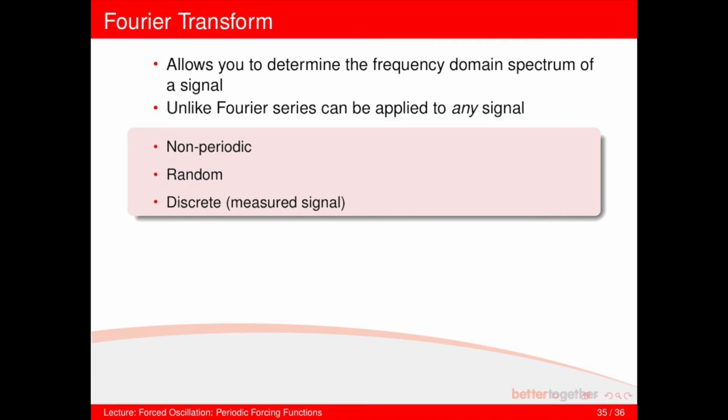The Fourier transform, okay, is a certain type of Fourier series in a sense. Well, I lie. A Fourier series is a certain type of Fourier transform, okay? And a Fourier transform allows you to deal with a time domain signal that's of a different form. In fact, any signal. It could be non-periodic, it could be a random signal, or it could be discrete, okay, a measured signal.